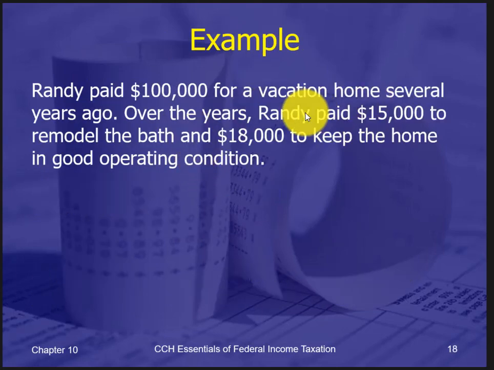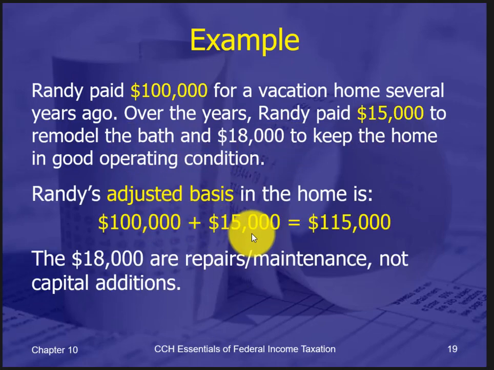Okay, vacation home, when you pay $15 to remodel the bath, $18 to keep the home in good operating condition. In this case, $15 is going to be considered a capital addition, and the $18 is just going to be a repair, is not going to be added. But again, depending on what the bath's condition was and what had happened to it, maybe getting some new things in there would not be considered an improvement. So that's the challenge.